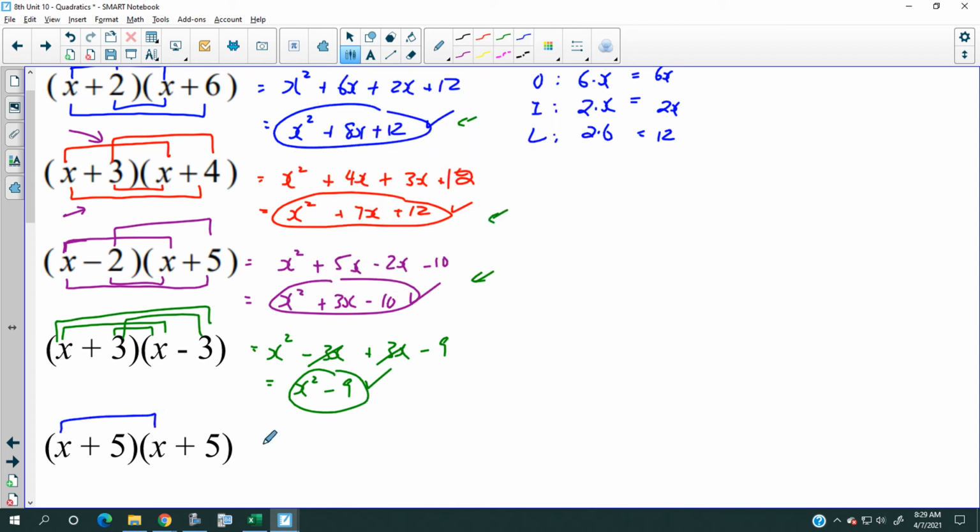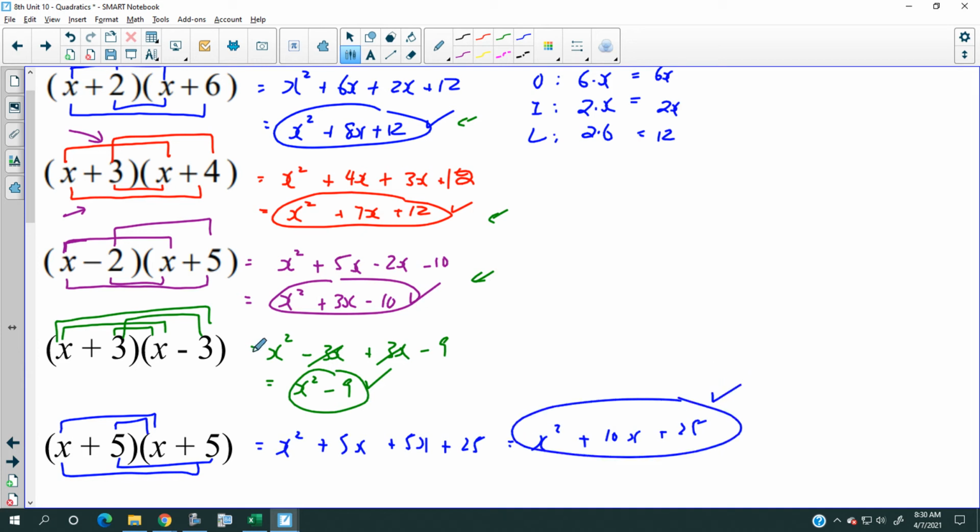First, outside, inside, and then last. Okay, I didn't do a very good job there. All right, let's see. x squared plus 10x plus 25. Okay, that's it. So I think this is as much practice as we will need.